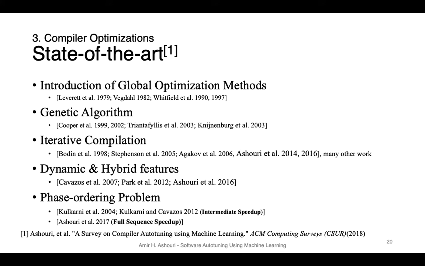So let me just quickly mention some of the more notable works in the state of the art. As I mentioned, in the late 70s and 80s, there were some well-known papers that introduced the global optimization methods in the backend of the compilers. And in the late 90s and early 2000s, Cooper started to use genetic algorithms in the compiler domain. And then when iterative compilation came to phase, they could pair these two. So we have several papers that are using machine learning models with iterative compilation.